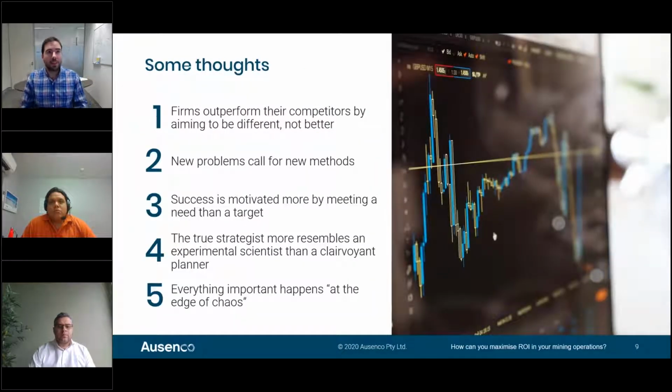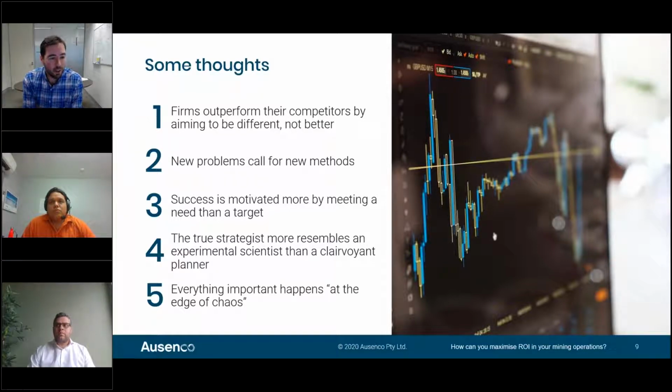So there's a number of high-level thoughts here, and this is largely not my words, but a selection of literature, I suppose, that reflects my perspective on what makes some businesses and mining operations successful versus those that aren't. The ones that are successful try to be different, not necessarily better. By being different, you often are better. So I guess that's a point around focus. New problems call for new methods, and in minerals processing and mining operations, there's always new problems. So new methods should also be part of that solution.